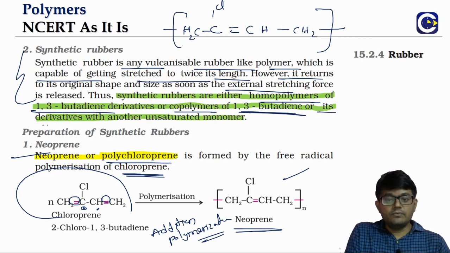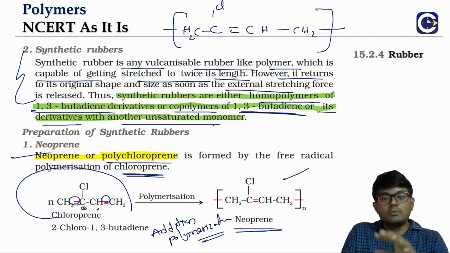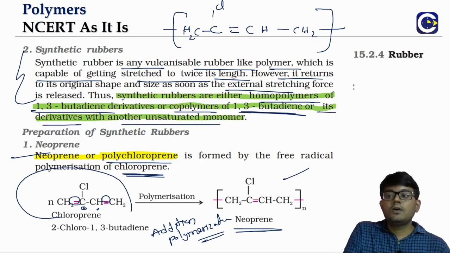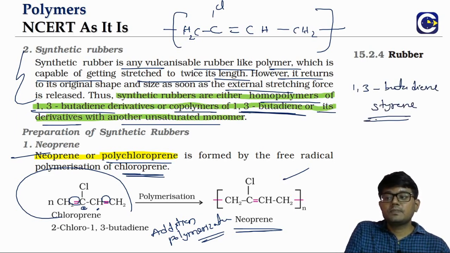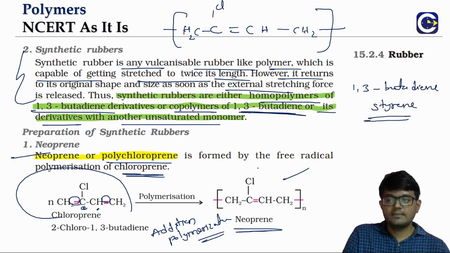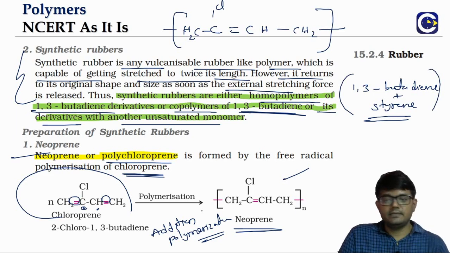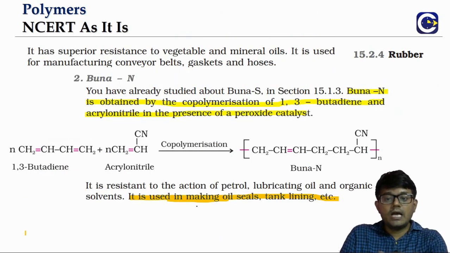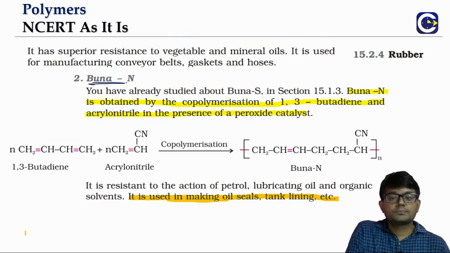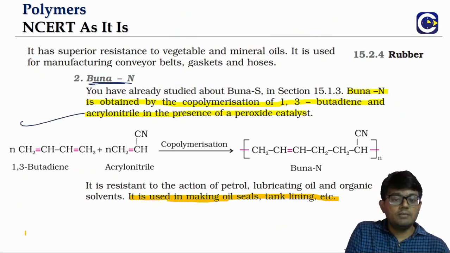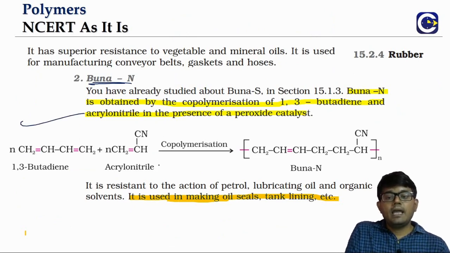Or we can have the copolymers of 1,3-butadiene or its derivative with another unsaturated monomer. Like we saw the example of what? 1,3-butadiene with styrene. That is what we call as what? BuNaS. The copolymer between what? 1,3-butadiene and then styrene. Then we also have another example, BuNaN. It is a copolymer between 1,3-butadiene and acrylonitrile.